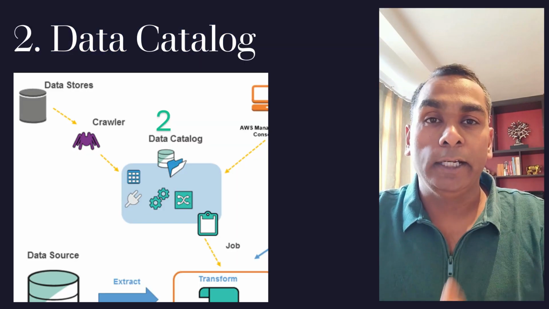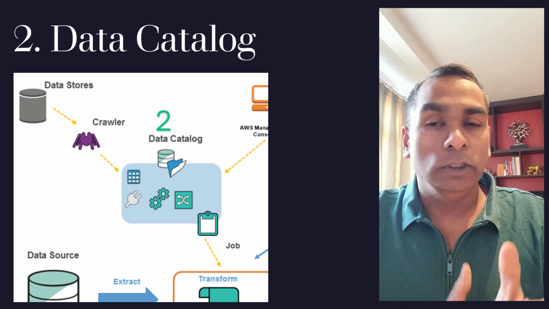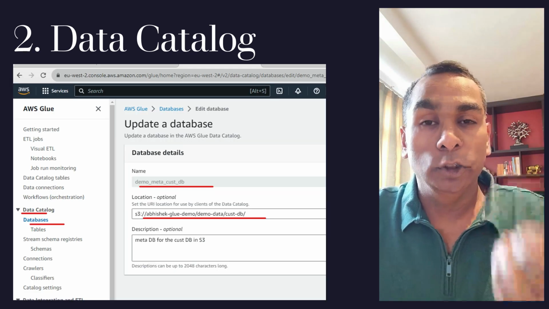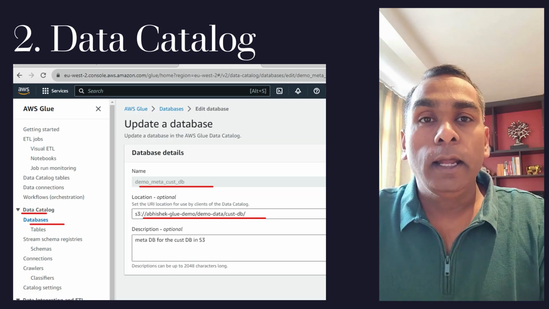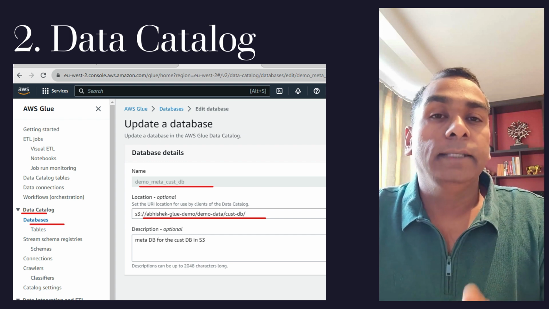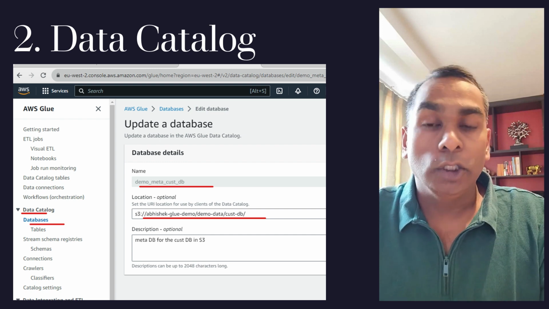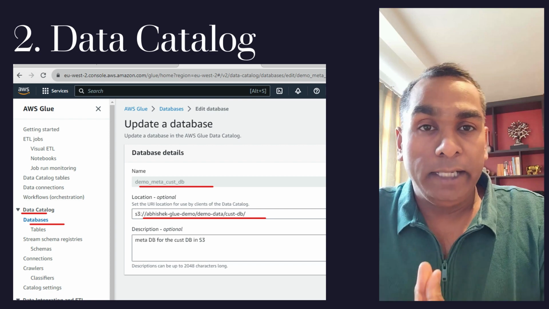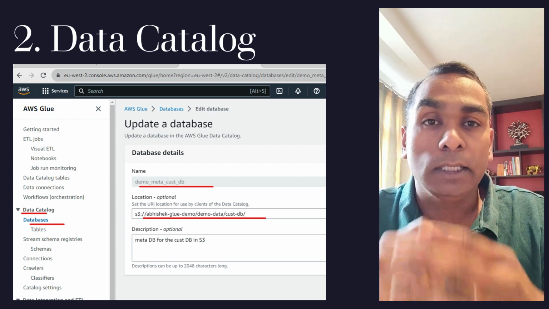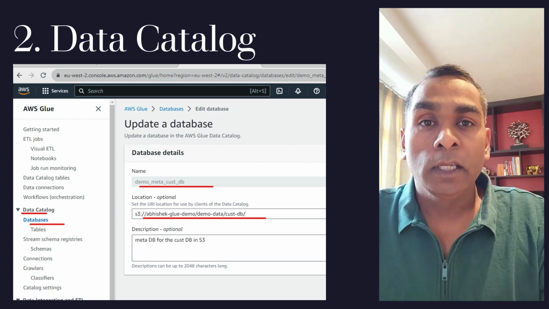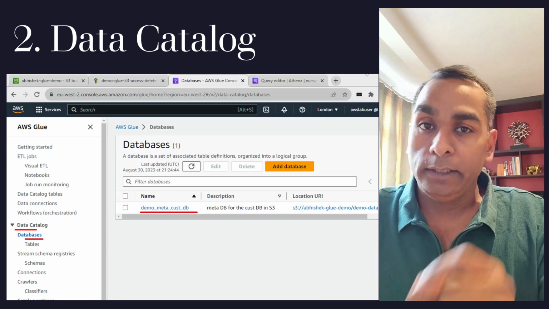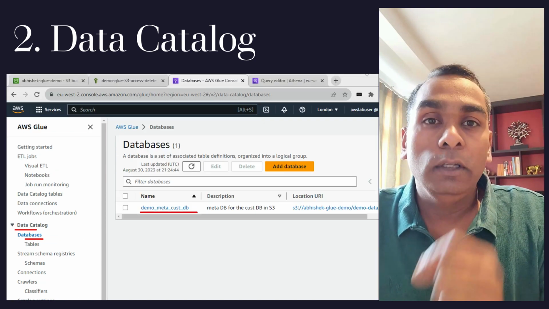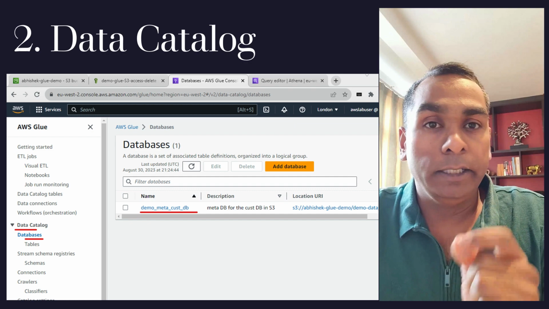Now let's go to the data catalog. I go to the AWS console, then to AWS Glue and go to the data catalog. There was no database there as I was doing this for the first time in this region. So I create a database, give it a name and enter the URI of the custDB folder in this location. Now I need to create a table in this database. That table will hold metadata values for the data in S3.